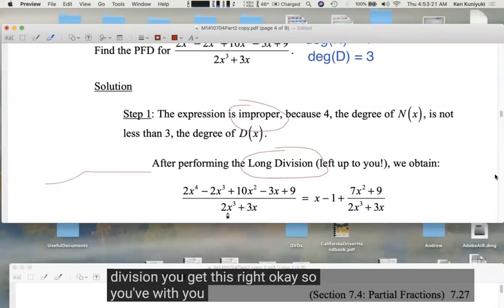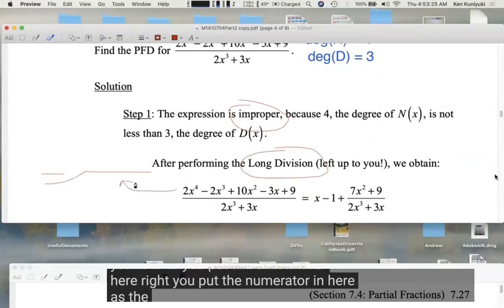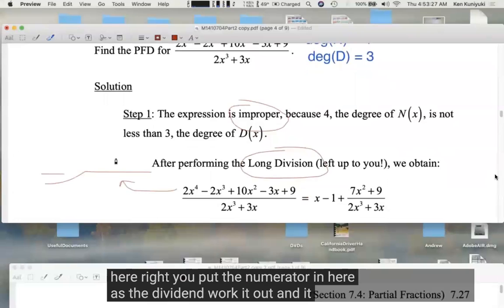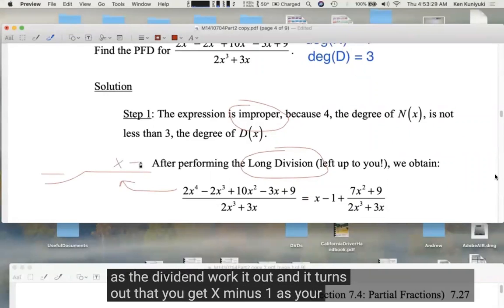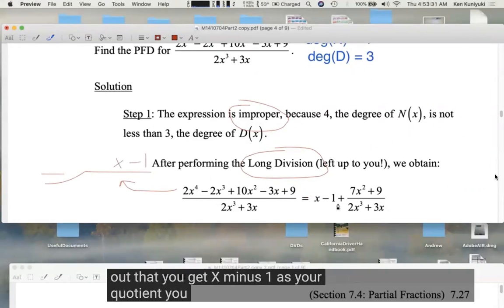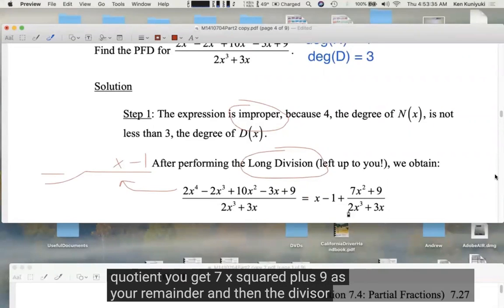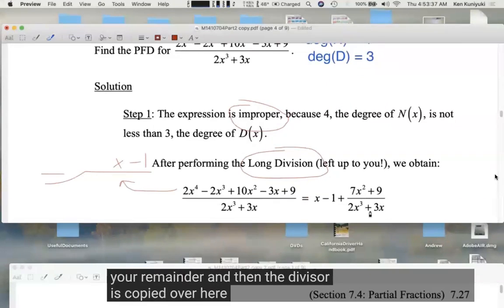Okay, so you put the divisor over here, and you put the numerator in here as the dividend, and work it out. It turns out that you get x minus 1 as your quotient. You get 7x squared plus 9 as your remainder. And then the divisor is copied over here.